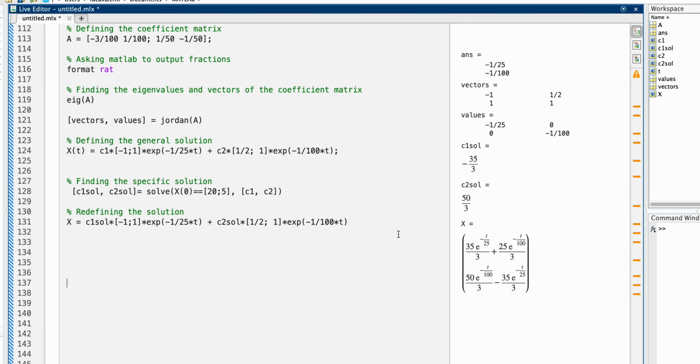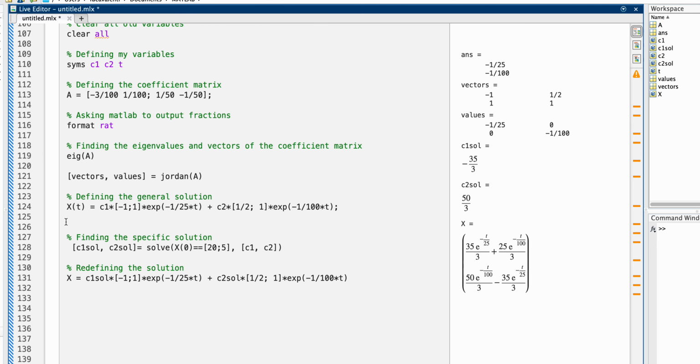Now, if we want to check it, we can go back, plug it in, find the derivative, and set it equal to A times x, and see if we get equal to the left and equal to the right. I hope this was helpful, and this is actually the end of part B.